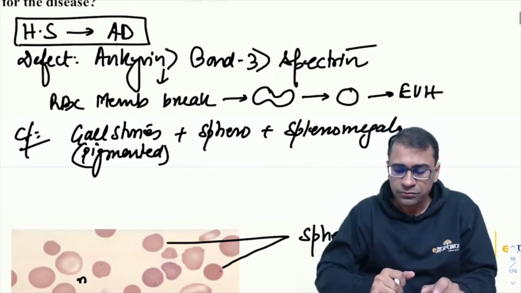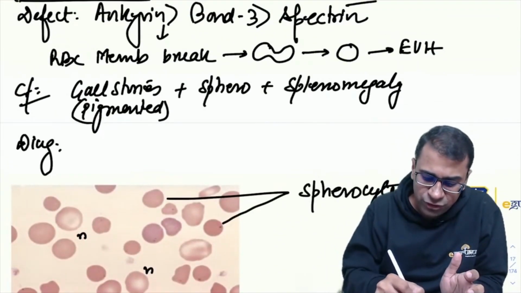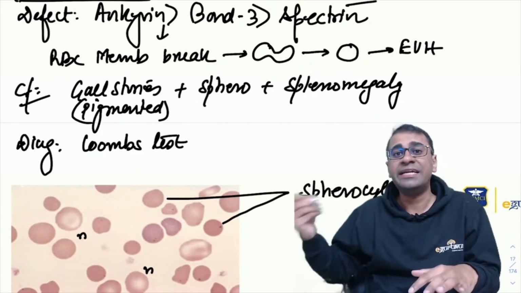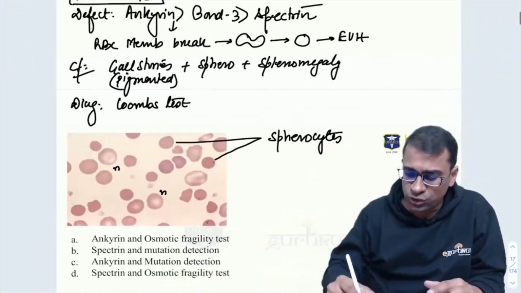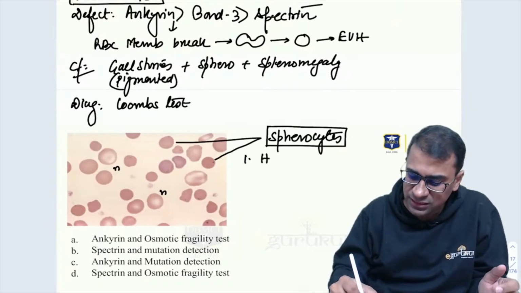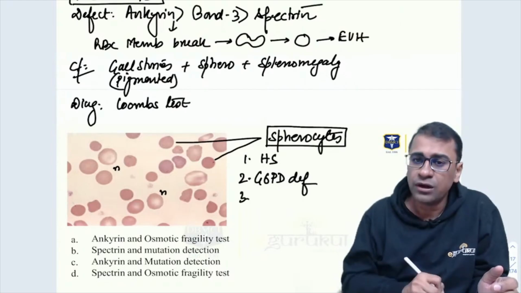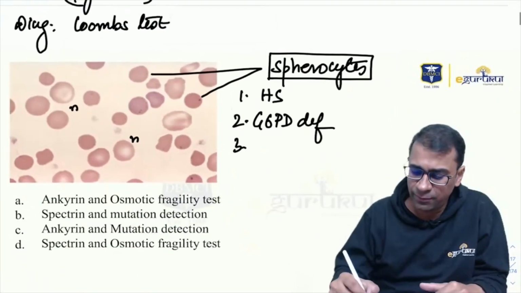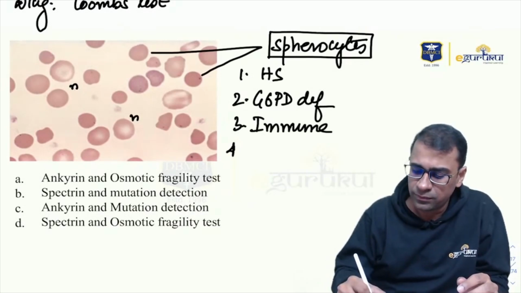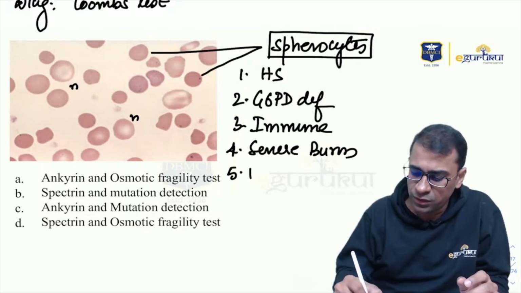Okay? Now, see, how do you diagnose a case? You can diagnose a case by first of all doing a Coombs test. Why do you do a Coombs test? Because if I ask you what are the DD of a spherocyte, this question is very frequently asked. The spherocytic DD can be HS, it can be G6PD deficiency. What else? This is important, it can be immune hemolytic anemia. It can be severe burns, or can also be toxins.